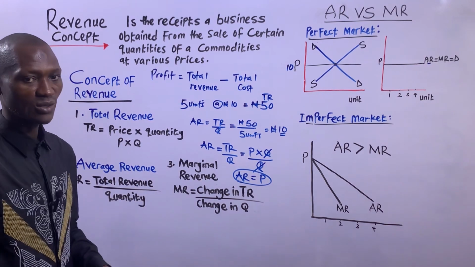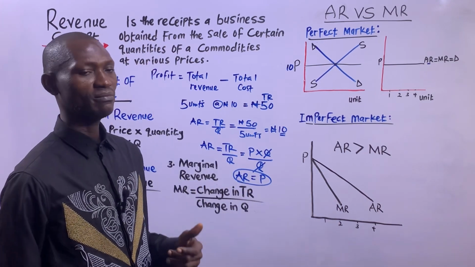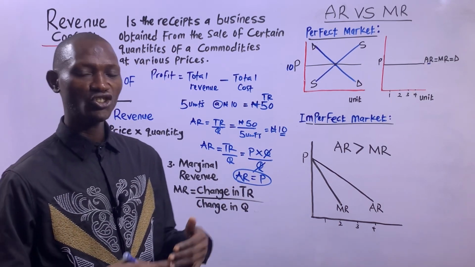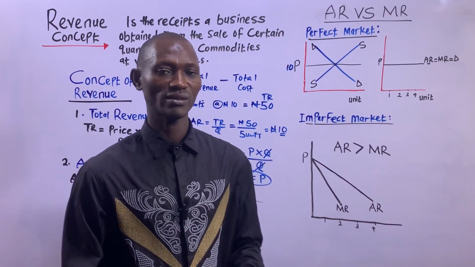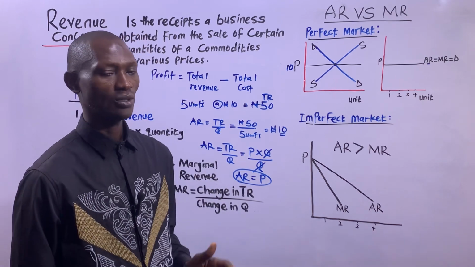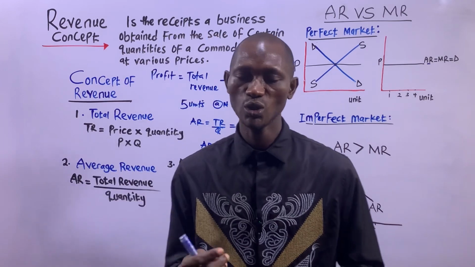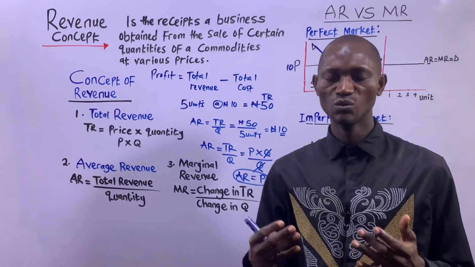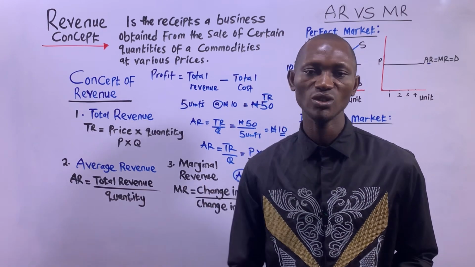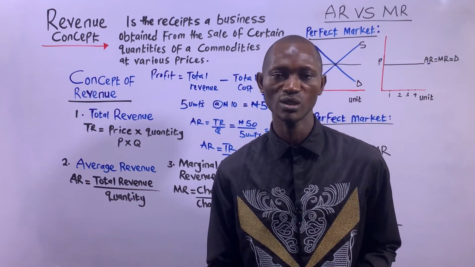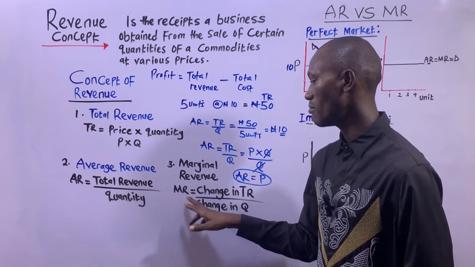Then the last but not least, which is marginal revenue. Marginal means additional, and marginal revenue means the additional revenue to total revenue when there is a small increase in the quantity sold. In other words, marginal revenue is the additional or extra revenue a business realizes for selling one more unit or additional units of a commodity. So when you sell one more unit of a commodity, the revenue you realize as a firm is called marginal revenue.